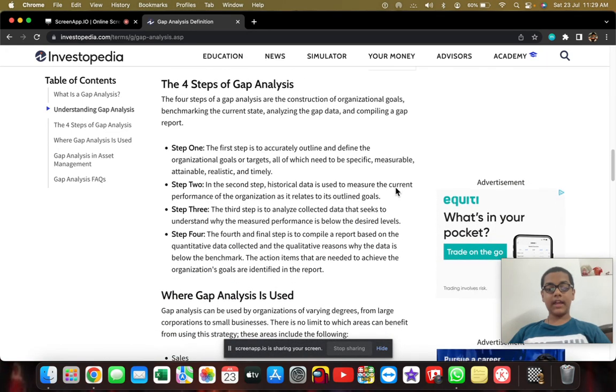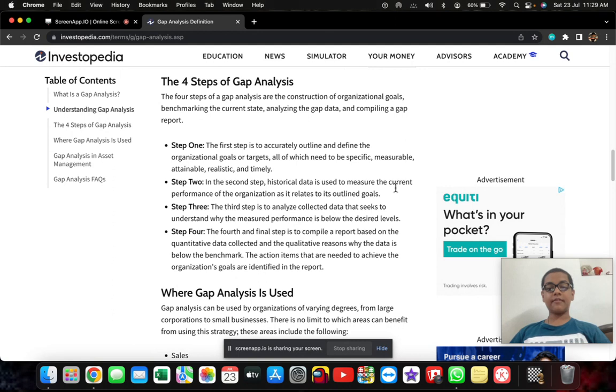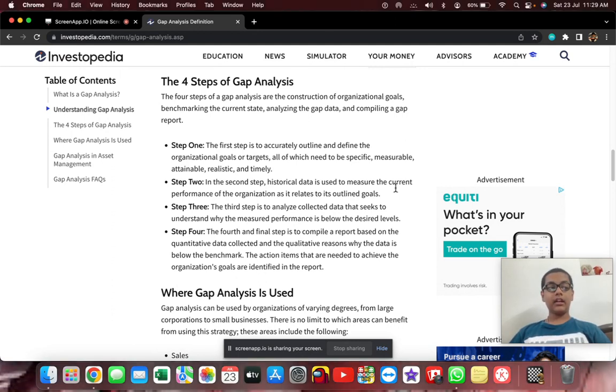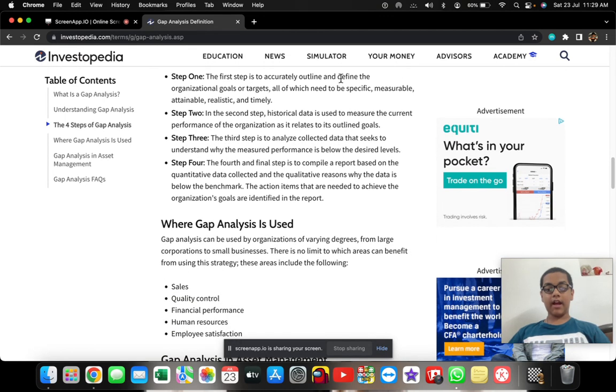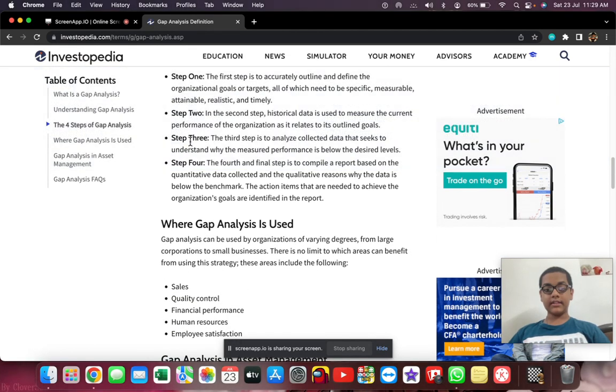The four steps of gap analysis are the construction of organization goals, benchmarking the current state, analyzing the gap data, and compiling a gap report. Step 1. The first step is to accurately outline and define the organization goals or targets, which need to be specific, measurable, attainable, realistic, and timely.